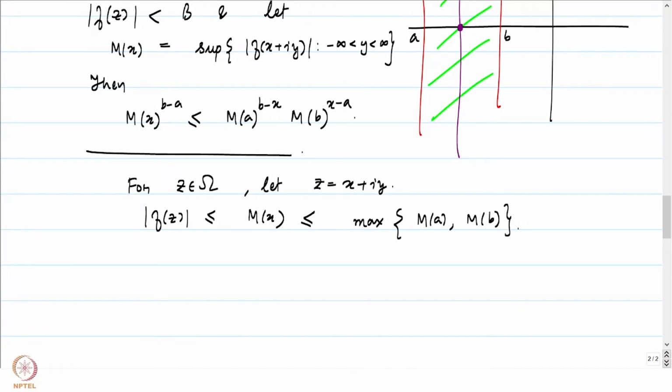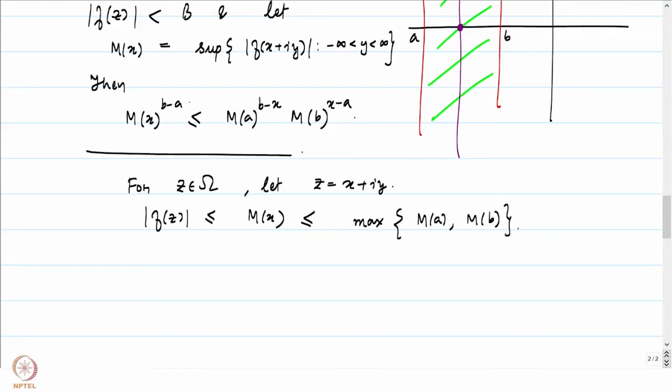Because if, say, M of a was greater than M of b, the thing on the right would then be less than or equal to M of a to the power b minus x plus x minus a, which is b minus a. So then it would become less than or equal to M of a. And if it was M of b which was greater than M of a, then this would again be less than or equal to M of b to the power b minus x plus x minus a, which is b minus a.